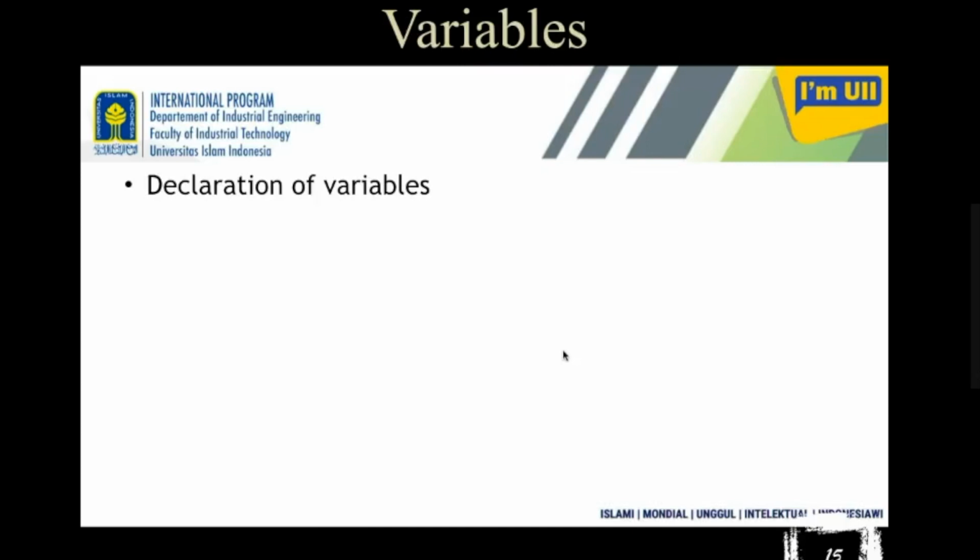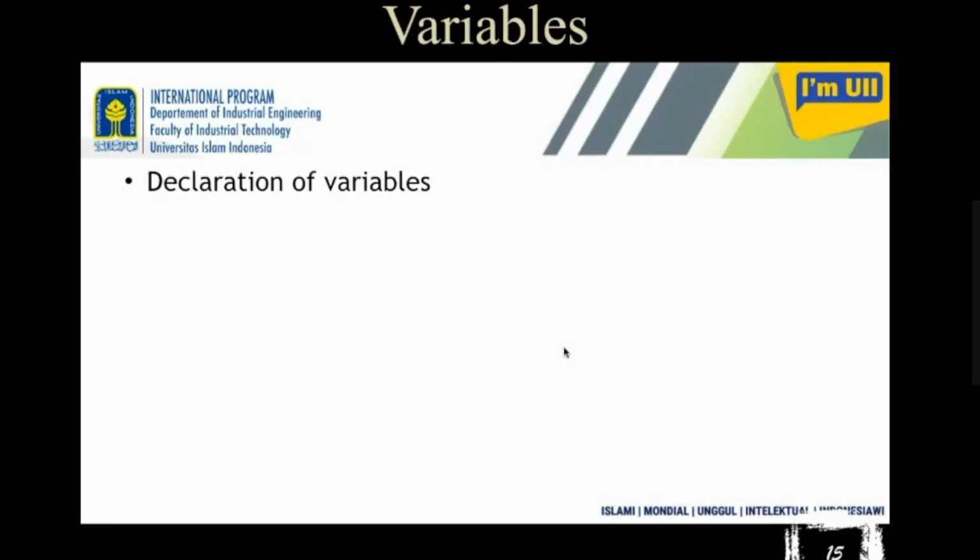When you try to use a variable in your program, there are certain steps you have to follow before using that variable, and these steps are sometimes called declaration of variable. So before using a variable, you have to declare it. What is the meaning of declaration?